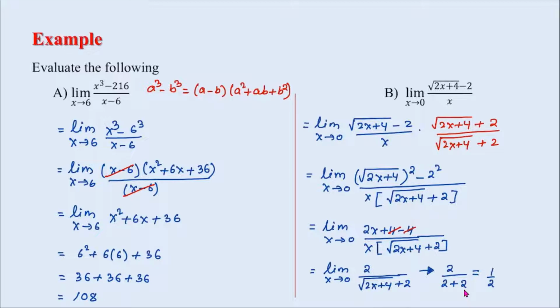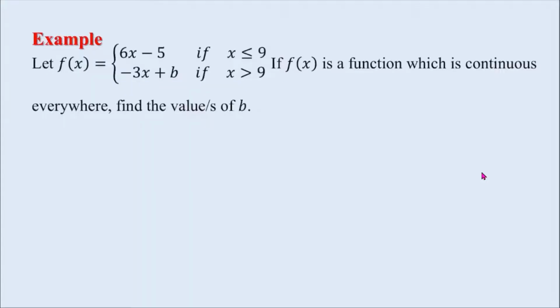2 over 4, or half. So in this example, in part B, what we did is we found the limit by using the rationalization technique. We rationalize the numerator, or we multiply by the conjugate, and we got the limit. So that is another technique of evaluating the limit. Now we'll move on to the next example, maybe example 4 here.